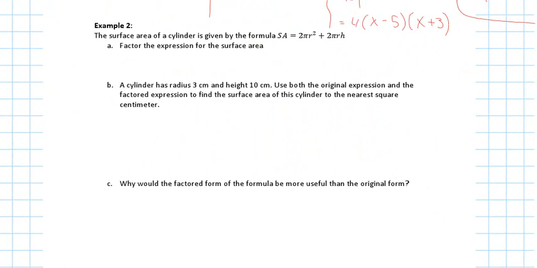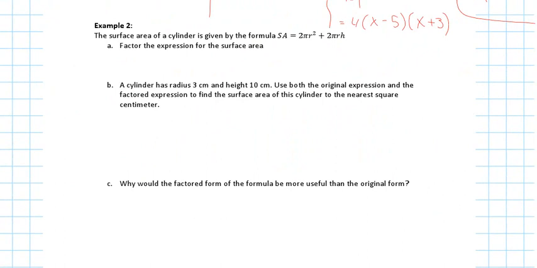So, the surface area of a cylinder is given by the formula 2 pi r squared plus 2 pi r h. They're asking you to factor the surface area. What do you have to do to factor it? No, I just need to factor. I haven't gone to part B. 2 pi r out. 2 pi r? Are we okay with 2 pi r, everyone?